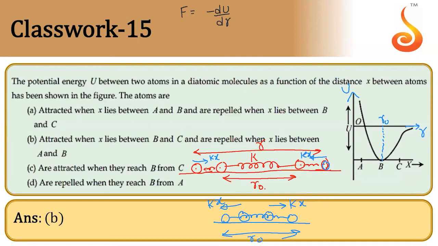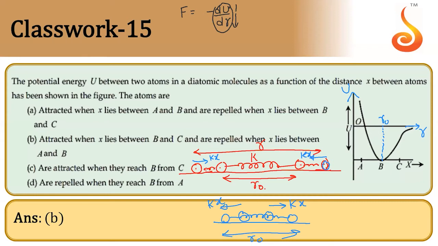The conservative force is equal to the negative first derivative of potential energy. Conservative force is equal to negative first derivative of potential energy. Now see children, dU by dr is also a slope, am I correct? In dU by dr, on the y-axis what do we have? U. On the x-axis what do we have? R. dU by dr also represents slope, am I correct?